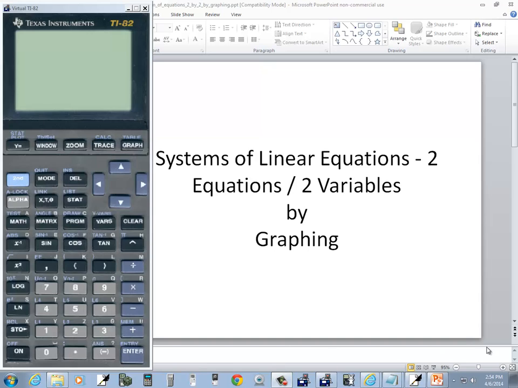Let's take a look at systems of linear equations, two equations, two variables, by graphing on a TI-82 calculator.